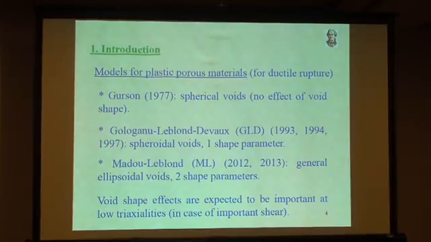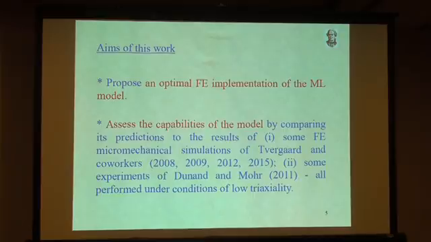Then, more than 20 years ago, with a very bright PhD student of mine, we performed the first extension of this model by considering ellipsoidal voids, axisymmetric ellipsoidal voids. So you have two distinct axes, and there's one shape parameter, which is the ratio of the two axes. And even more recently, with another PhD student, we at last managed to extend this model to general ellipsoids. So then you have three different axes, and you have two shape parameters. And again, void shape effects are expected to be important at low triaxialities, because in the case of high triaxialities, void growth dominates.